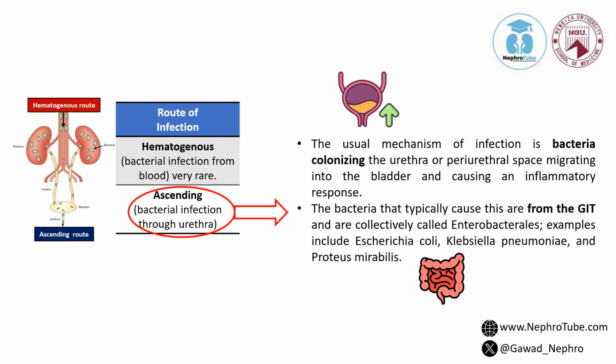The bacteria colonizing around the urethra are usually from the GIT, the gastrointestinal system. They are collectively called enterobacterales, and the most common examples are Escherichia coli, Klebsiella, and Proteus. So these bacteria colonize around the urethra or the periurethral space. Then by the ascending route, they reach the urinary tract, causing urinary tract infection.